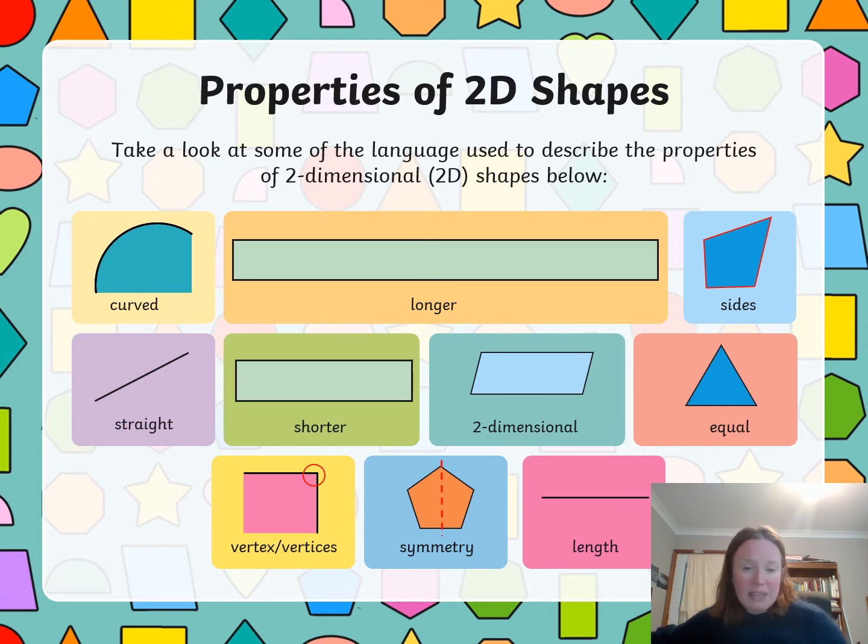And we might be thinking about things like lines of symmetry or vertices, or if it has a vertex. So a vertex is the singular of a corner of a 2D shape, and vertices are more than one.